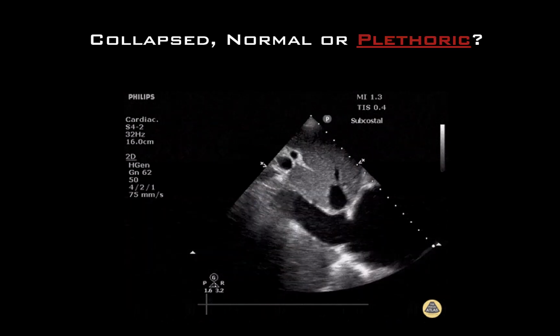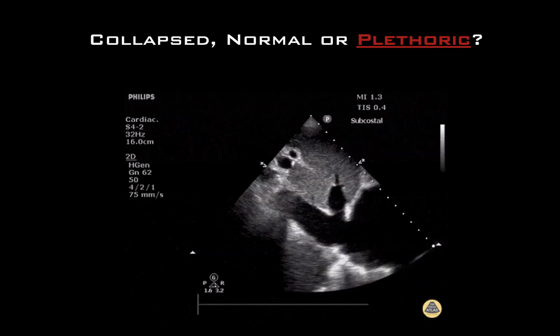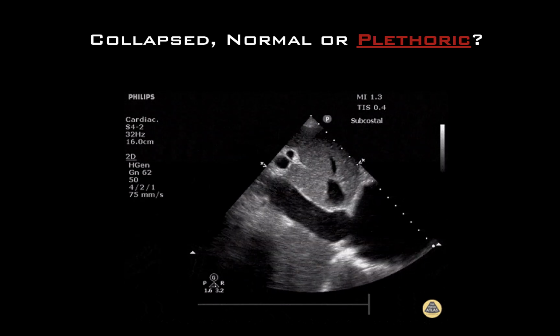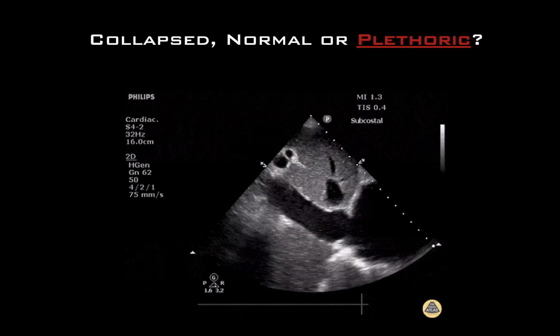This is an example of a plethoric IVC. It is large and barely collapsing with inspiration. This finding can be indicative of right or left heart failure, obstructive shock, or volume overload. Finding a plethoric IVC together with RV dilatation may suggest an acute PE. With a pericardial effusion, this may suggest pericardial tamponade.